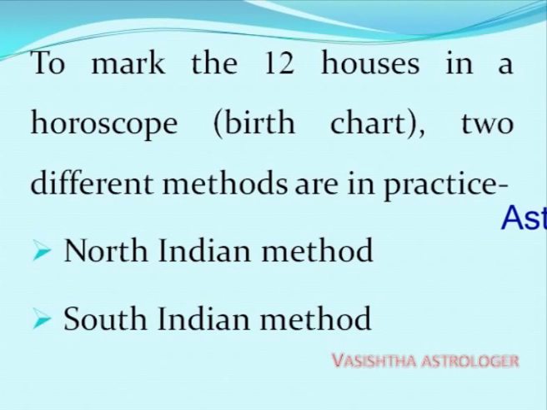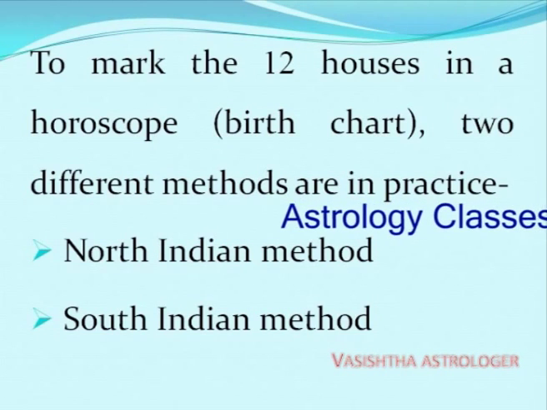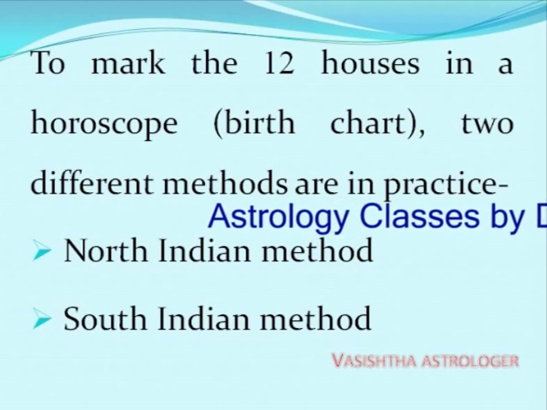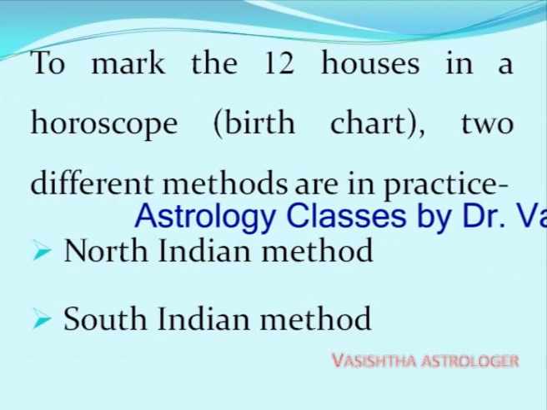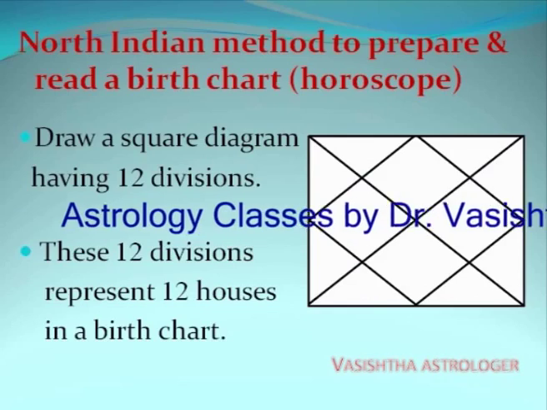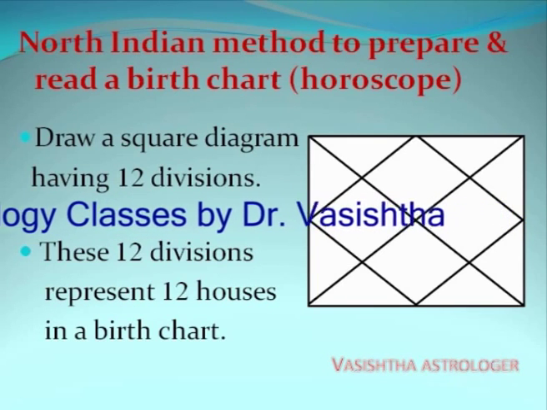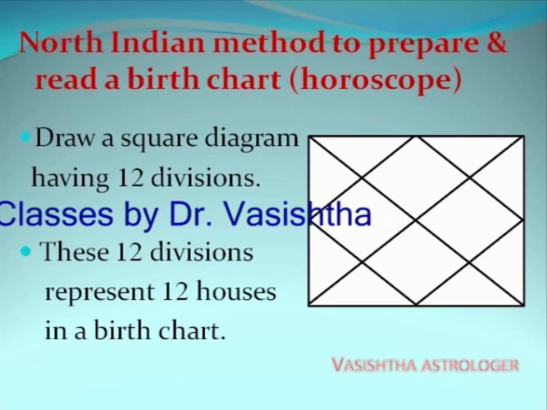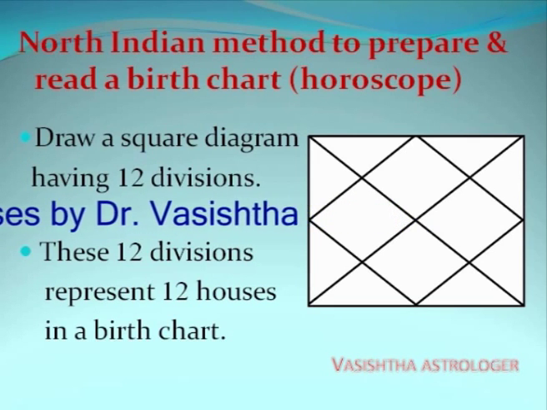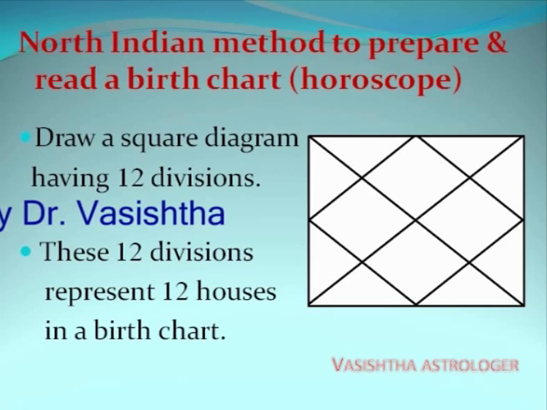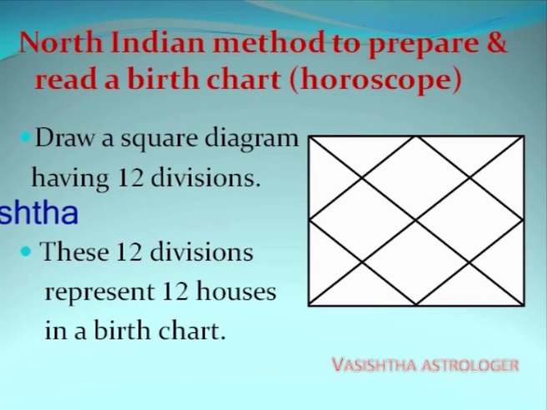To mark the 12 houses in a birth chart, two different methods are in practice in India. First is the North Indian method and second is the South Indian method. In the North Indian method to prepare and read a birth chart or horoscope, draw a square diagram having 12 divisions as shown here. These 12 divisions represent 12 houses in a birth chart.